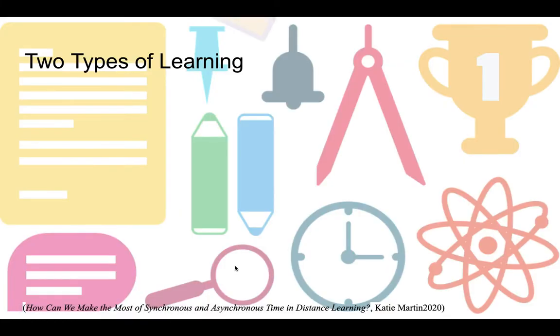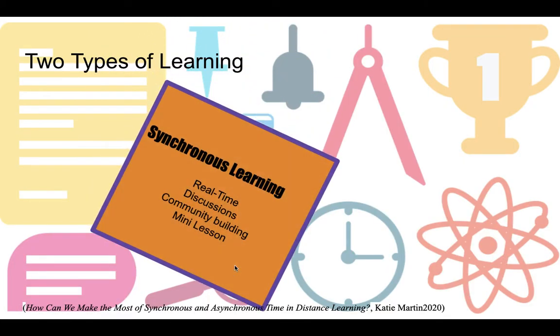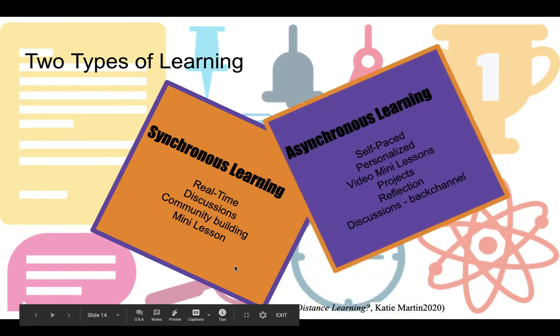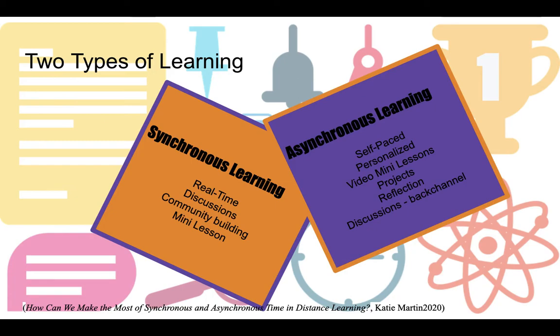The 2 types of learning we're going to be looking at is synchronous and asynchronous. So synchronous learning is going to happen most likely in those online meetings with our students, in those WebEx meetings. That's the real-time synchronous. What do we want them to do when we can all be together? So discussions, community building, maybe you do a 15-minute lesson.